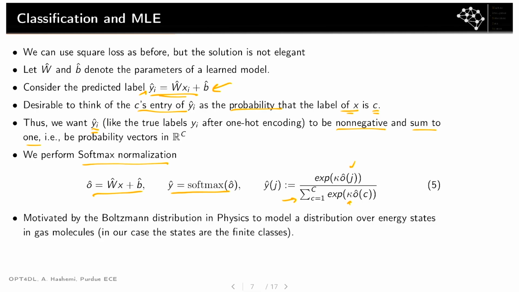Now, the motivation for this softmax operator actually goes back to physics, and in particular, the Boltzmann distribution, which is a very famous model to characterize distributions over energy states in gas molecules. In particular, for our case, we can think of our finite classes, 1, 2, 3, up to capital C classes, as a collection of finite states. Therefore this distribution talks about the chance of an input, let's say an input image, belonging to a specific state.